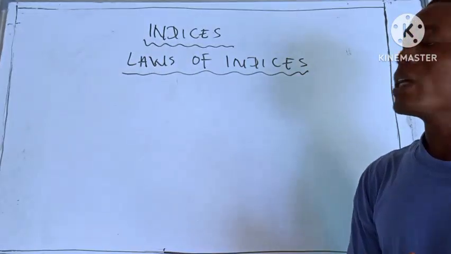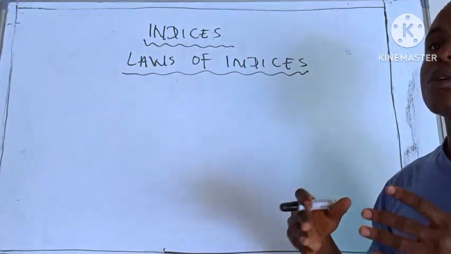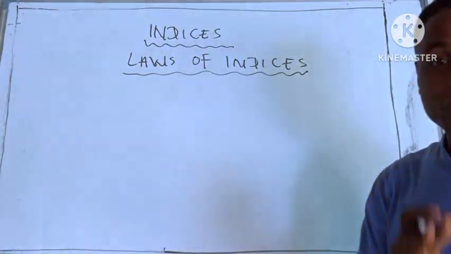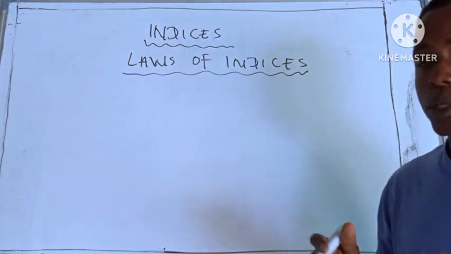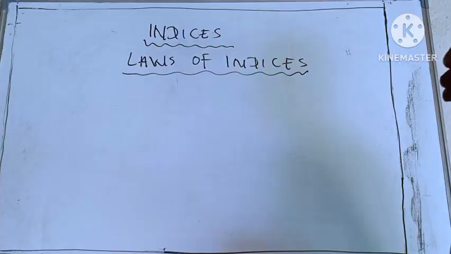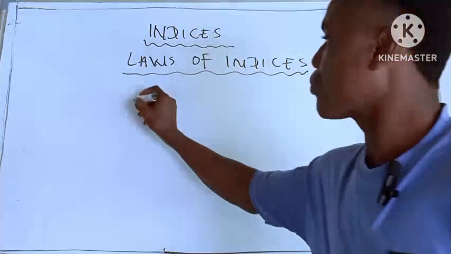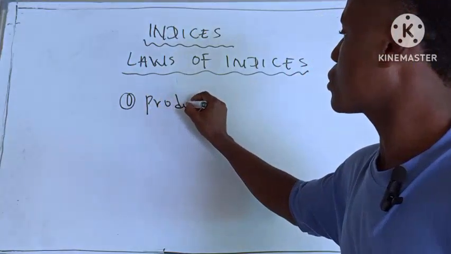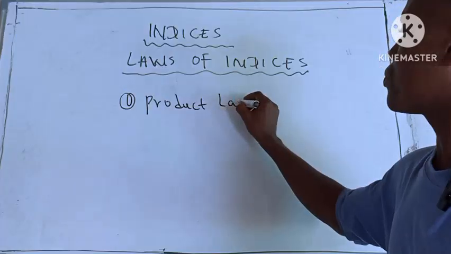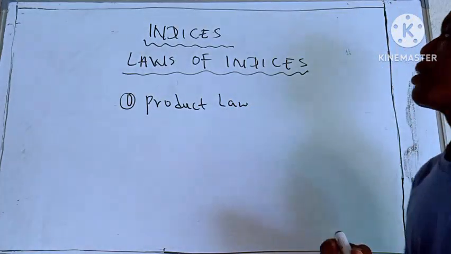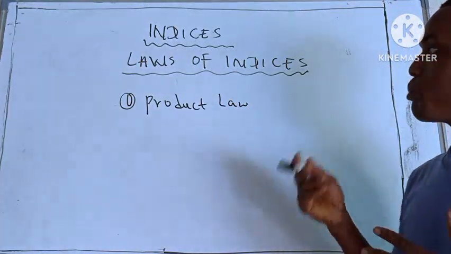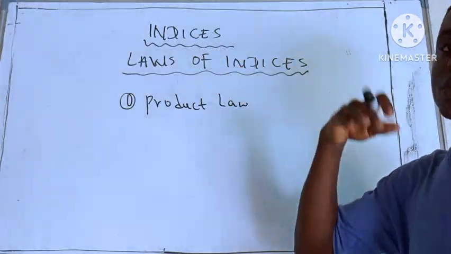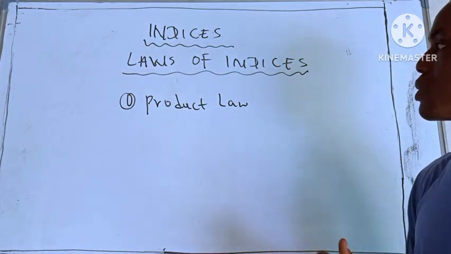Under indices, you have about 7 to 8 laws, and you have to understand each law. From the first one, we call it the product law. Please, when I'm teaching, make sure you are with your pen and your book. You have to be jotting things down, and it's very important. So please take note.